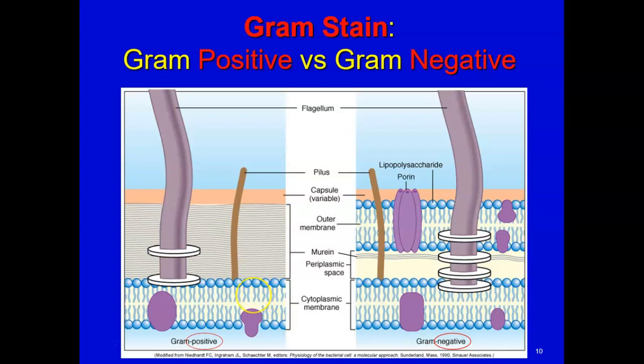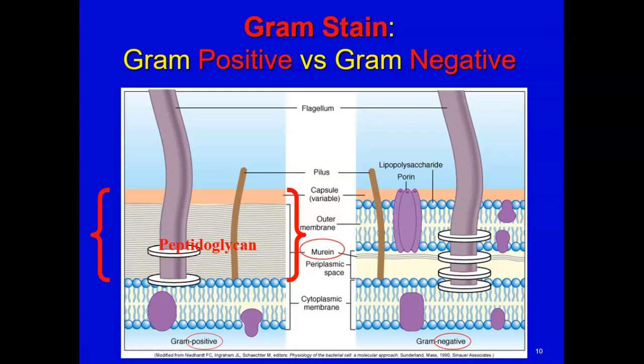Here is a diagram of a cell wall of gram-positive on the left versus gram-negative on the right. The first major step in classifying bacteria is the gram stain, which allows us to differentiate bacteria as gram-positive or gram-negative. So if you look closely at this diagram on the left, gram-positive, the cell wall is made up of a very thick peptidoglycan layer, or a murein layer.